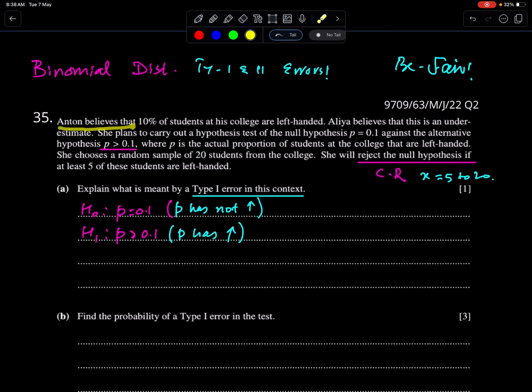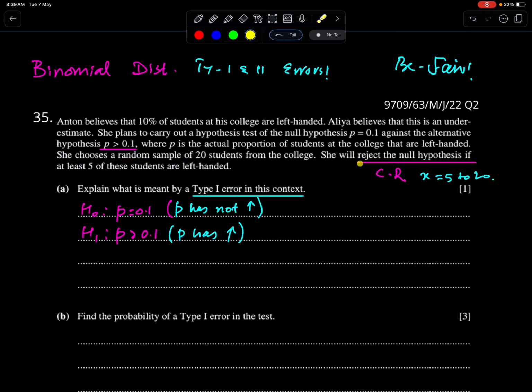Anton believes that 10% of students at his college are left-handed. Alia believes that this is an underestimate. She plans to carry out a hypothesis test with the null hypothesis p = 0.1 and the alternative hypothesis p greater than 0.1, where p is the actual proportion of students at the college that are left-handed. She chooses a random sample of 20. This is n of binomial.